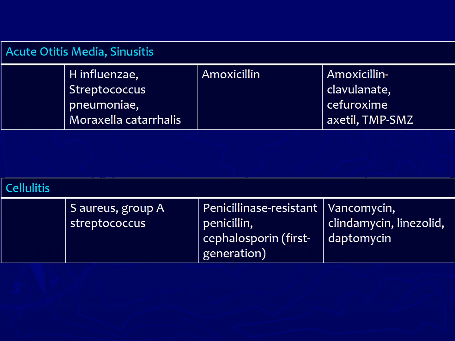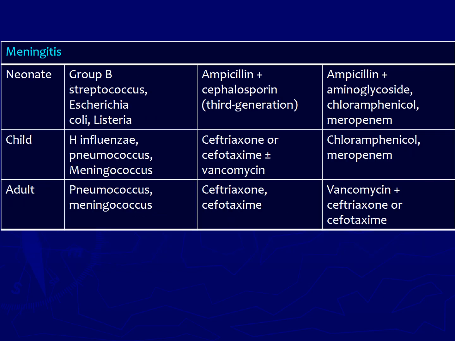Similarly, acute otitis media, infection of the inner ear, or there may be sinusitis, with bacteria like Haemophilus influenzae, Streptococcus, etc. Amoxicillin is the first choice, with others as second. Similarly, cellulitis, a subcutaneous infection. So, Staphylococcus aureus or group A Streptococci, etc. Similarly, first and second choice drugs are given here.